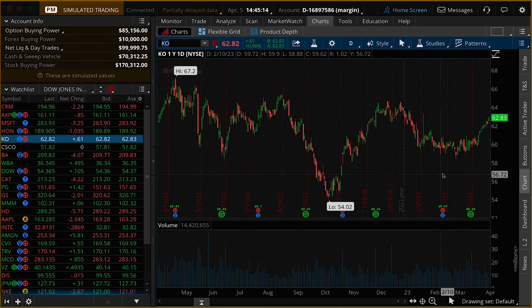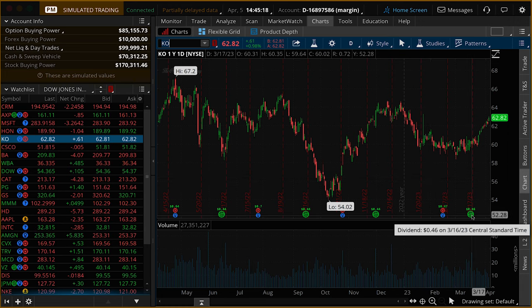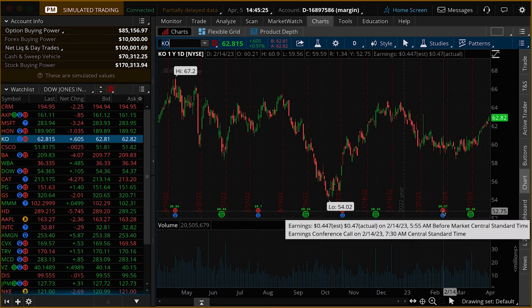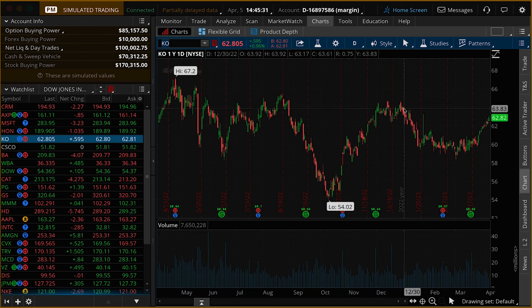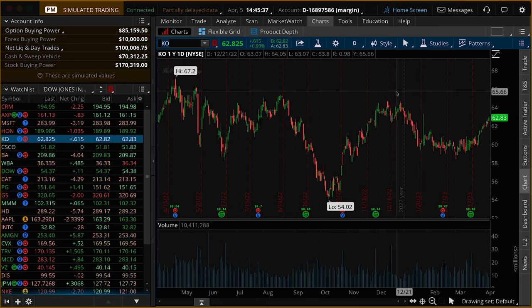There's also some icons and some lines on this graph. The green icon down here represents a dividend, and if you hover over it, it actually tells you the dividend date and the amount. We see a blue and a red dot here. Those are the earnings and the conference call. You hover over that, it tells you what the earnings results were. And we see a year marking line, 2022 to 2023, and a series of red lines here which represent options expirations. Now below the chart, you'll see we have our volume.